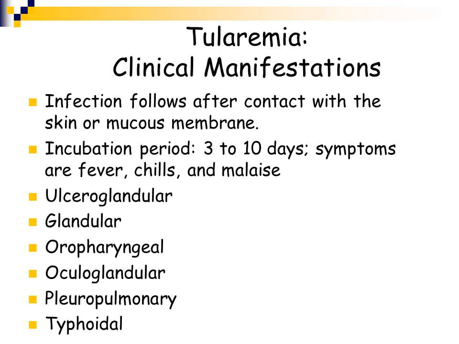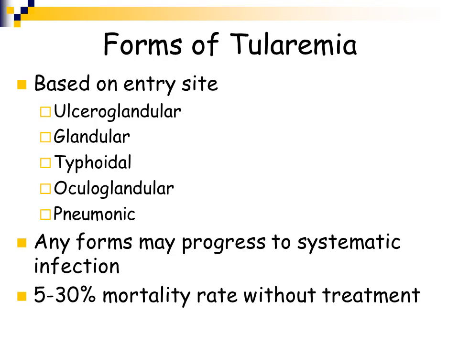So the Francisella tularensis infection follows contact with skin or mucous membrane. So the organism, if it comes in contact with the mucous membranes, it can cause an infection. Incubation period is 3 to 10 days. Symptoms are fever, chills, feeling tired, and there are various forms of tularemia. There's ulceroglandular, glandular, oropharyngeal, oculoglandular, pleuropulmonary, and typhoidal. And these forms are based on the entry site.